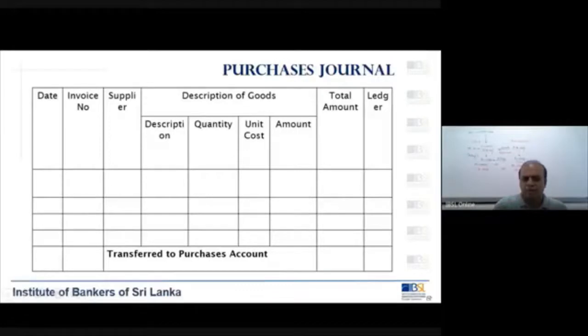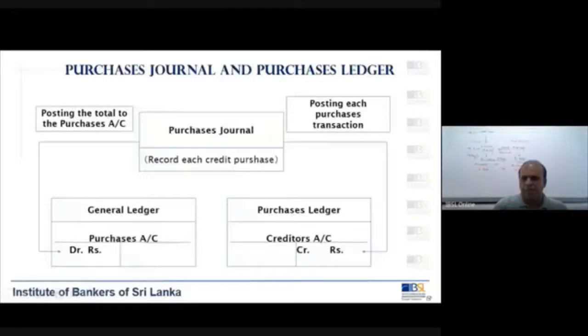So end of the month, you will take the total of this purchases journal and you will transfer it, which is called the purchases account, where you will see the debit. So you will debit an account called purchases and credit creditors. You will debit purchases and credit creditors, similar to what you did in the sales, but the difference is only with regard to the accounting entries. So from the purchases journal, you take it to the purchases account and to the creditors account.